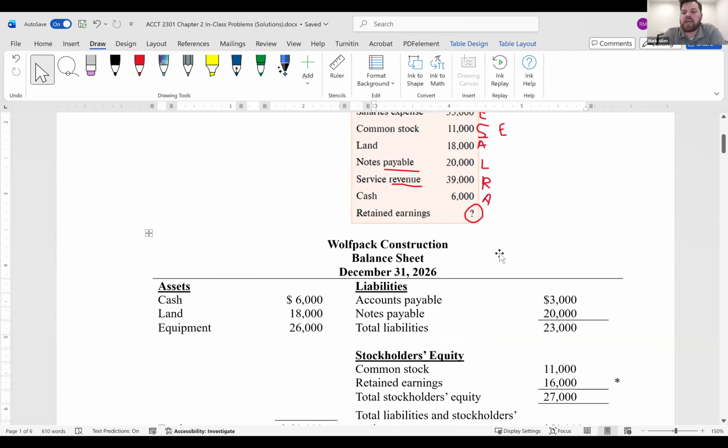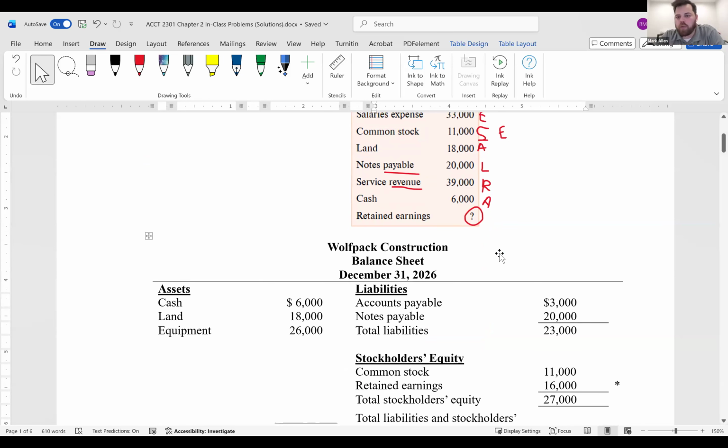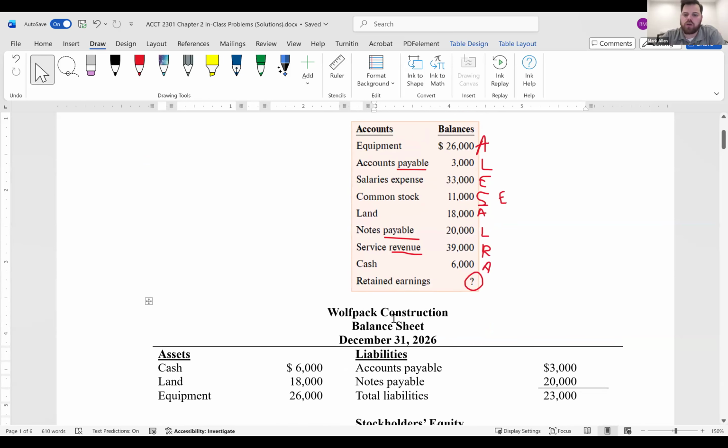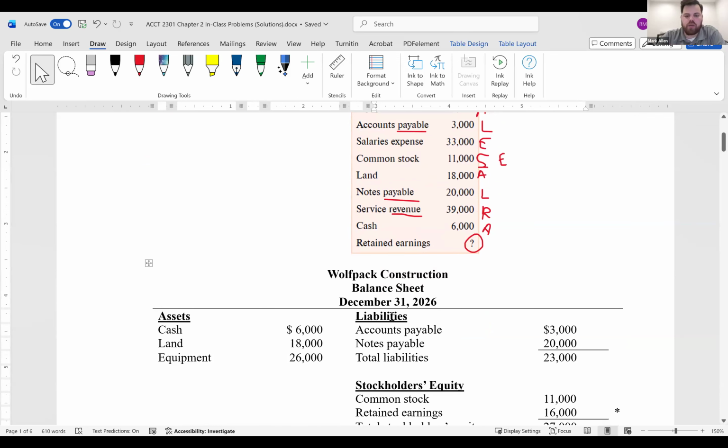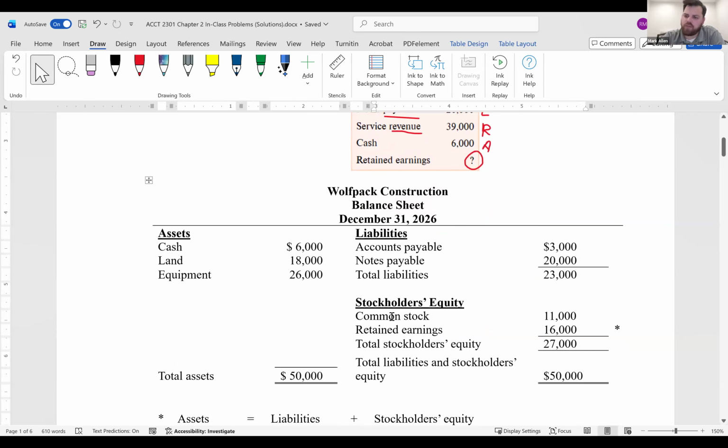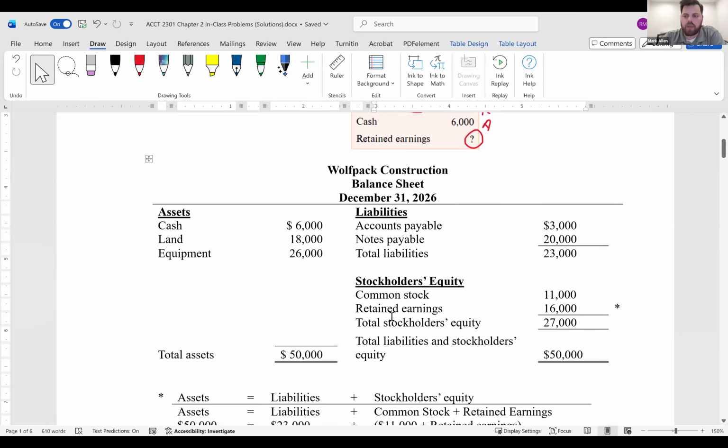What this means is they did not tell us that there was actually a beginning balance in retained earnings of $10,000. So while this is a relatively straightforward problem, there were still a few little twists and turns along the way that made it a little bit more interesting. So we'll go ahead and continue. Once again, if you have questions, always feel free to reach out. I'll be happy to help.